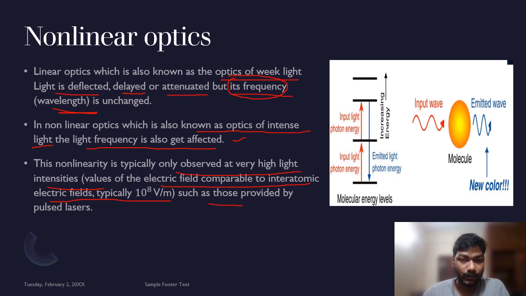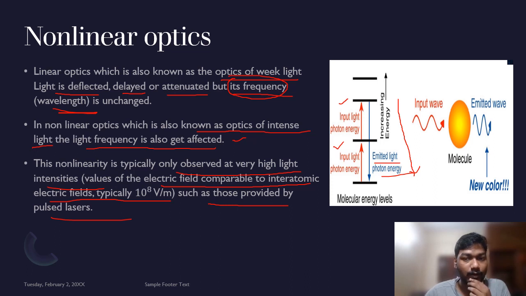such as those provided by the pulse lasers. So what is happening here is that these are two input light photon energies, and when there is emission, these two inputs are converted into one output, and the color of this output will be different.